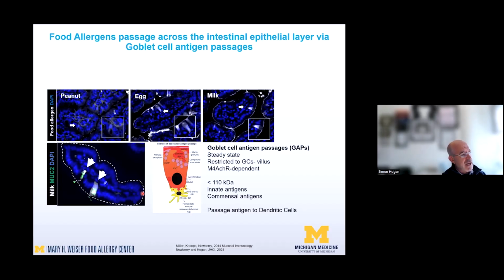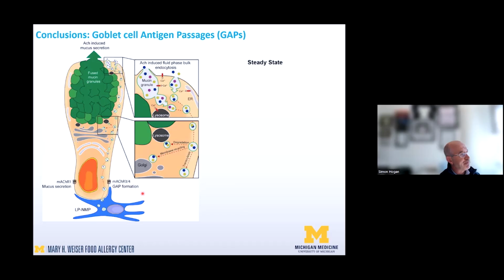And this was very reminiscent of a study that happened before our investigation by a group, Rodney Newberry and colleagues at WashU, that identified this process of goblet cell antigen passages. This description of goblet cell antigen passages was that goblet cells take up innate antigens by a muscarinic receptor dependent mechanism. There seemed to be commensal antigens and so forth that could be taken up by these goblet cells, and they were able to be passaged to immune cells, particularly they demonstrated dendritic cells. So we thought this is a similar mechanism where dietary antigens are being taken up by the same process.